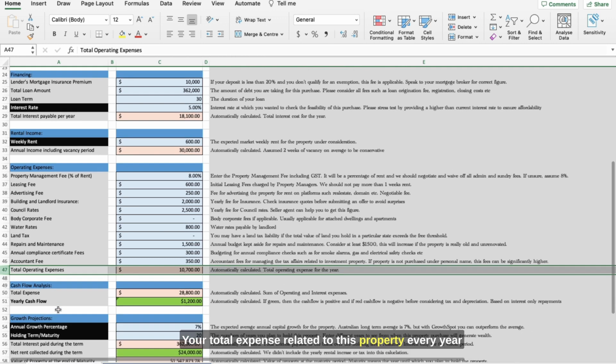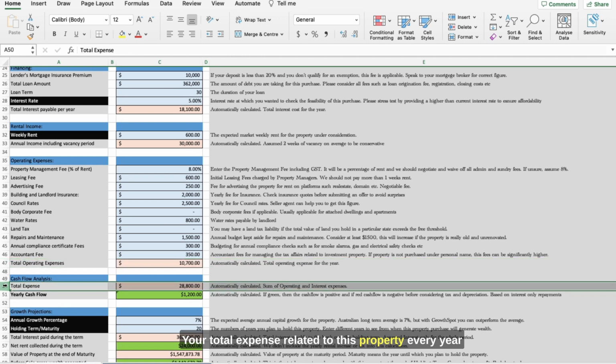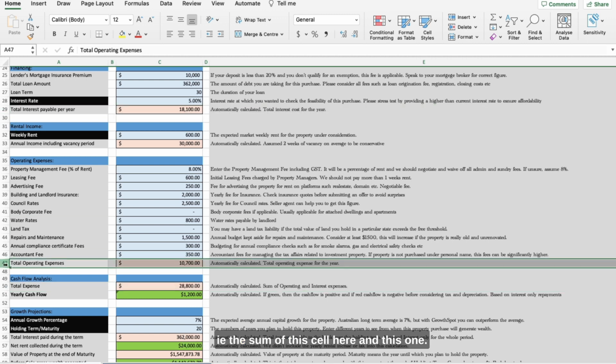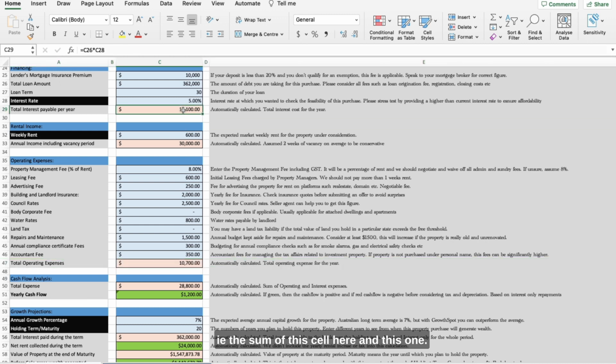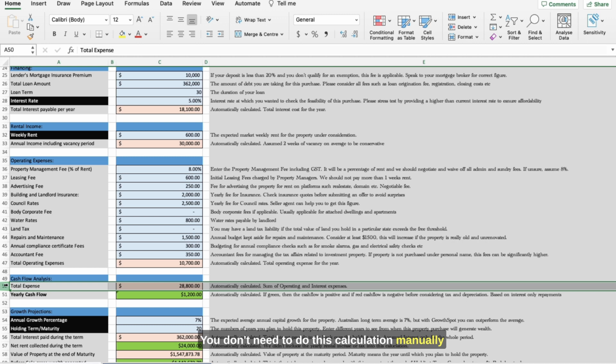Your total expense related to this property every year is the sum of interest cost and operating expenses. That is, the sum of this cell here and this one. You don't need to do this calculation manually, as the tool will do it for you. And as you can see, the system has calculated it as $28,800. This is the amount of money you will pay for various expenses if you become the landlord of this property.